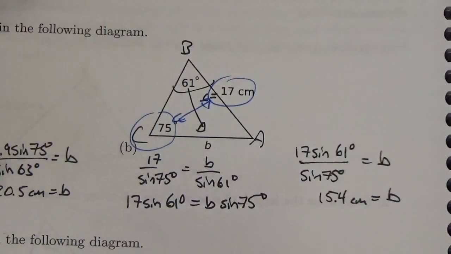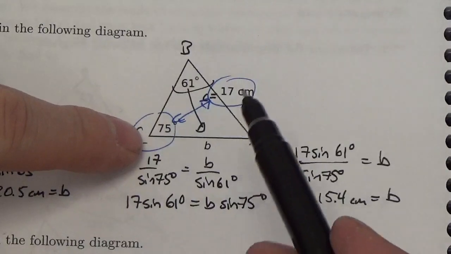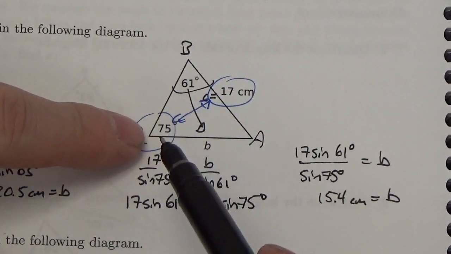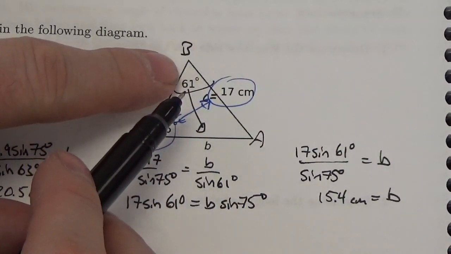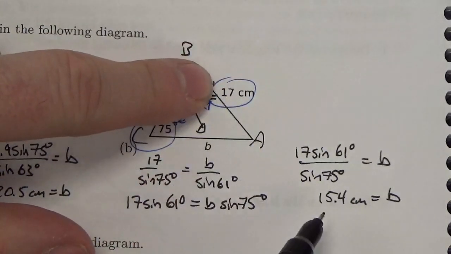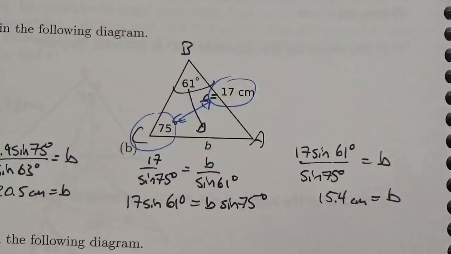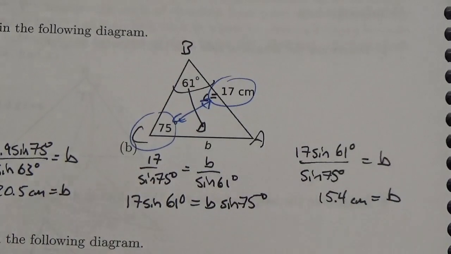Now let's just see, does that make sense? So 17 is opposite 75. Now my angle gets a bit smaller here, and that's okay because my side also got a little bit smaller. So that's good. That seems consistent. I'm happy with that answer.